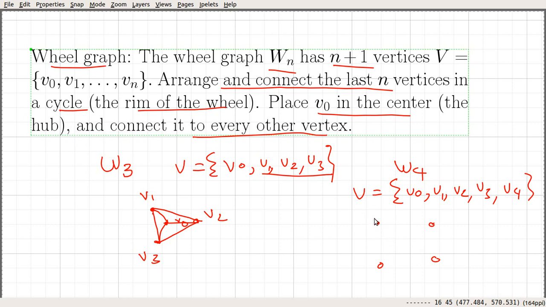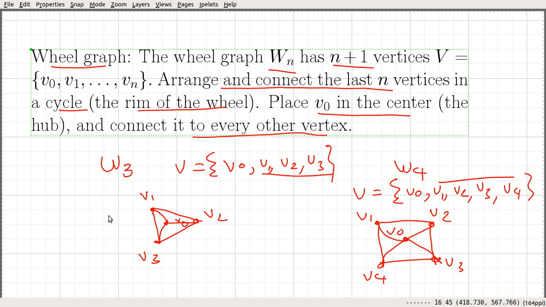So we arrange the last 4, v1 up to v4, v1, v2, v3, v4, and we form a cycle graph with those vertices, and we place v0 at the center. So this is v0, and we connect v0 to all other vertices by an edge. Okay, so let's count the number of edges in all these cases.